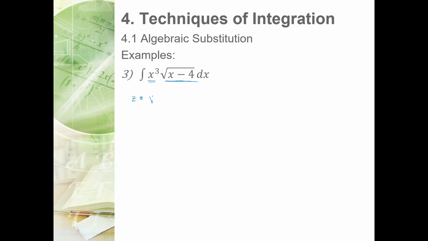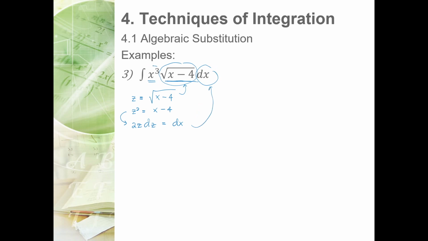Okay, so square root of x minus 4. Again, squaring both sides, this becomes z squared equals x minus 4. And then we get the derivative. So 2z dz is equal to dx, since the derivative of 4 is 0. So your z parameter is this one, and your dx is your 2z dz.